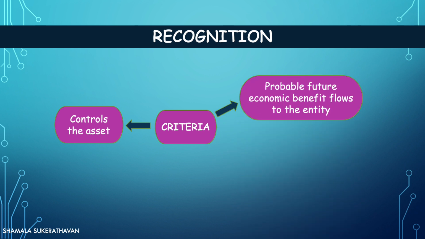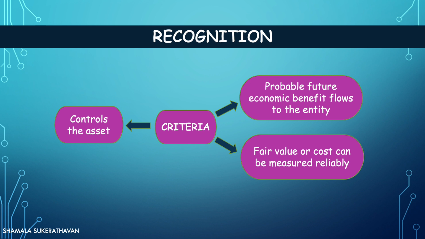2. It's probable that future economic benefit associated with the asset will flow to the entity. And 3. The fair value or cost can be measured reliably.